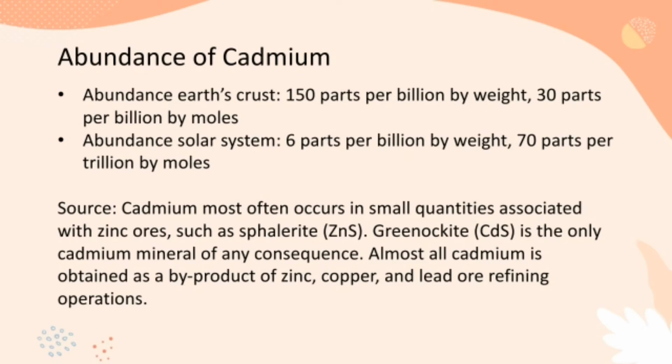Abundance of cadmium. Abundance in the Earth's crust is 150 parts per billion by weight, 30 parts per billion by moles. Abundance in the solar system is 6 parts per billion by weight, 70 parts per trillion by moles. The source: cadmium most often occurs in small quantities associated with zinc ores such as sphalerite. Greenockite is the only cadmium mineral of any consequence. Almost all cadmium is obtained as a byproduct of zinc, copper, and lead ore refining operations.